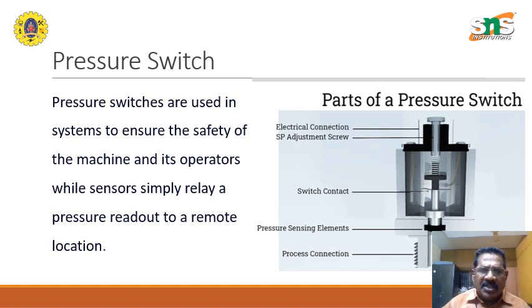You have the pressure switch. The pressure switches are used in a system to ensure the safety of the machine and its operator, while the sensors simply relay a pressure readout to a remote location. There is a reading out of the pressure, as it keeps reading out the pressure up to a particular level, and then once it reaches a level, it will get switched off.